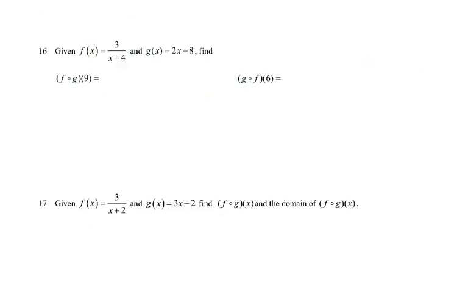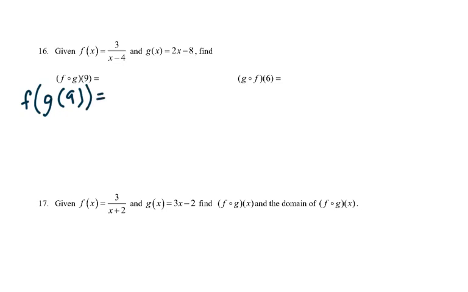Whew. I'm going to go over a few more examples because I know that this is kind of an interesting concept that you might not have seen before, and so I wanted you to see a lot of different examples. So here we have given f of x equals 3 divided by x minus 4 and g of x equals 2x minus 8. We're going to find f of g of 9, and then we're going to find g of f of 6. So I'm going to show the first one one way and the second one a different way. And so you can kind of pick which way you like. So let's do f of g of 9.